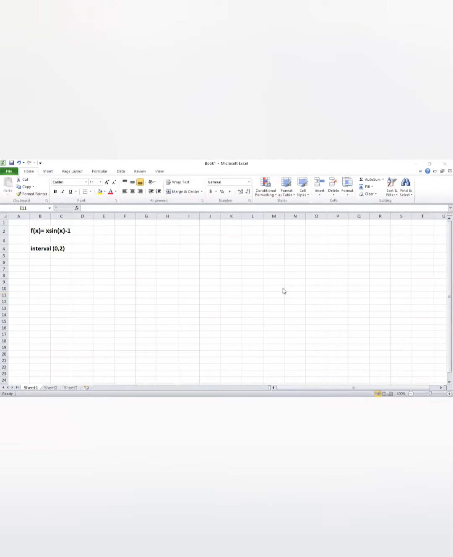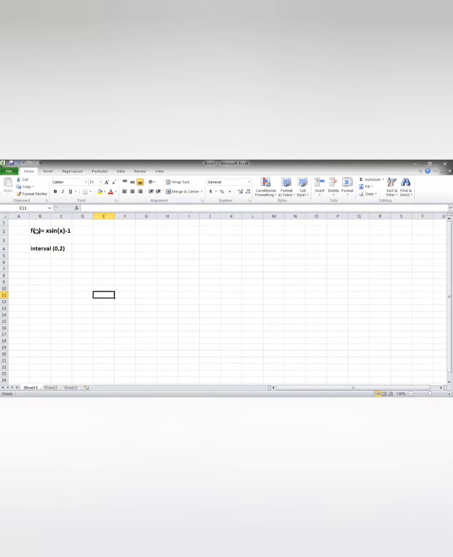Okay? So this is our problem. The function of x is equal to x sine x minus 1. This is the same problem as our first example using the bisection method in the interval 0 and 2. So first we have to graph this function. Here in my discussion, I have to graph the function from 0 to 10. So I have here 0, then this is equal to 1 plus this cell so that I can drag this up to 10.